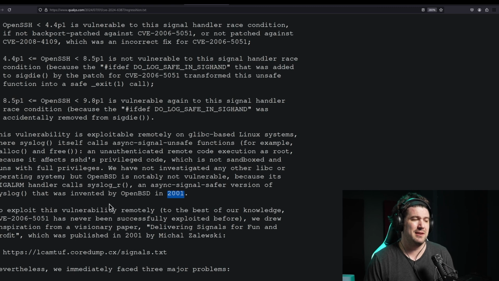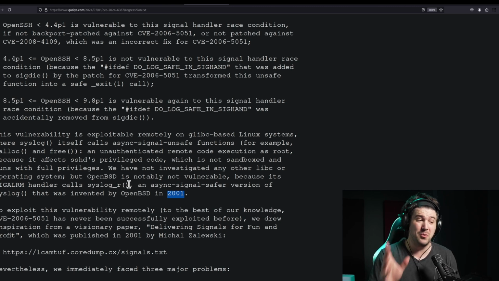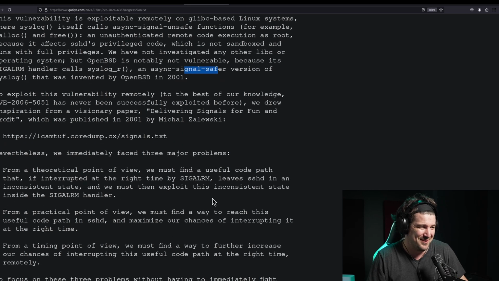Understanding what I do now of async signal safe things, this is actually really interesting, because they say async signal safer. Like it's not safe, but I don't know what this means. I actually want to look at syslog_r versus the regular syslog, because I don't know. This is another thing we could look up. Let me know if you guys want to.